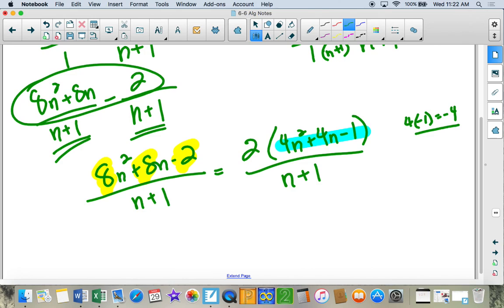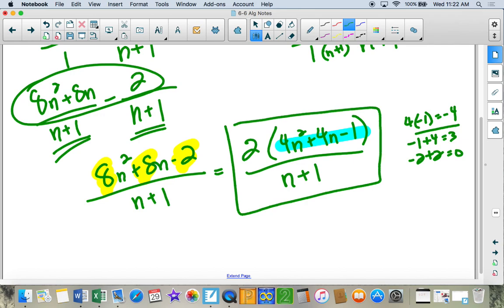So we have signs are different. Bigger is positive: negative 1, positive 4, negative 2, positive 2 gives me 3, gives me 0. Neither of these equal my middle. So this would be my final answer. But we always have to check and make sure that we have factored the numerator and denominator completely.